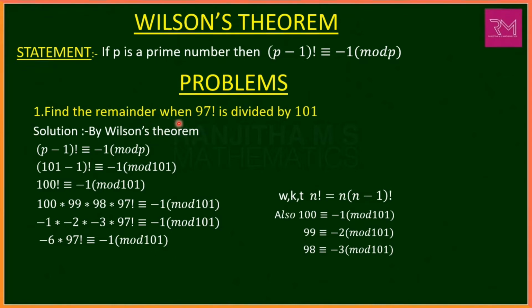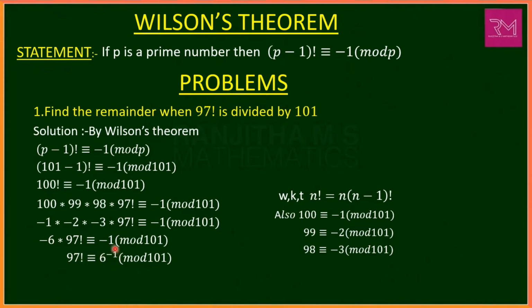But here we have to find the remainder when 97 factorial is divided by 101. To achieve that value, we can divide throughout by 6, or we can take this 6 to the right hand side. We get 97 factorial, which is congruent to 6 power minus 1 under modulo 101. If we divide throughout by 6, the 6 gets cancelled. Remaining is 97 factorial, which is congruent to 1 by 6. We can write this as 6 power minus 1 under modulo 101. So this implies 6 power minus 1 is the remainder when 97 factorial is divided by 101.